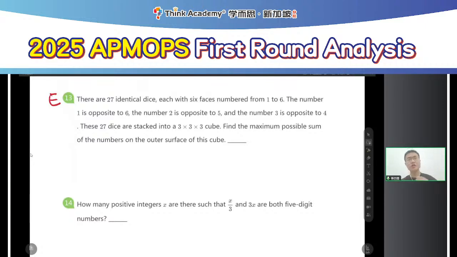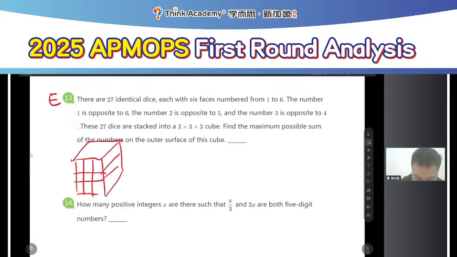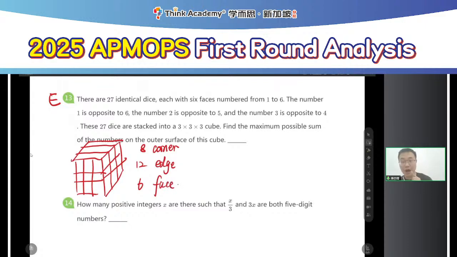Generally speaking, you just need to know how many faces you can see. When you make a 3 times 3 cube, we have 8 on the corner, 12 on the edge, and 6 at the center of the faces. And also we have 1 inside of it. Yeah, I remember this is a small question.